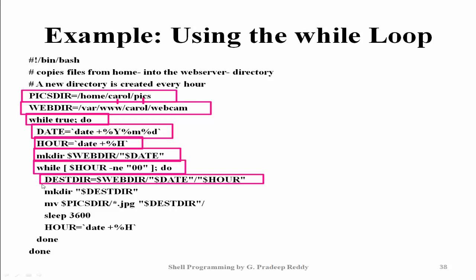So then you are going to make a directory, the destination directory, then you are going to move the files which are in the pix directory in Carl pix, all the JPGs. Here you have specified *.jpg. *.jpg specifies all the files with the .jpg extension should be moved to the destination directory.